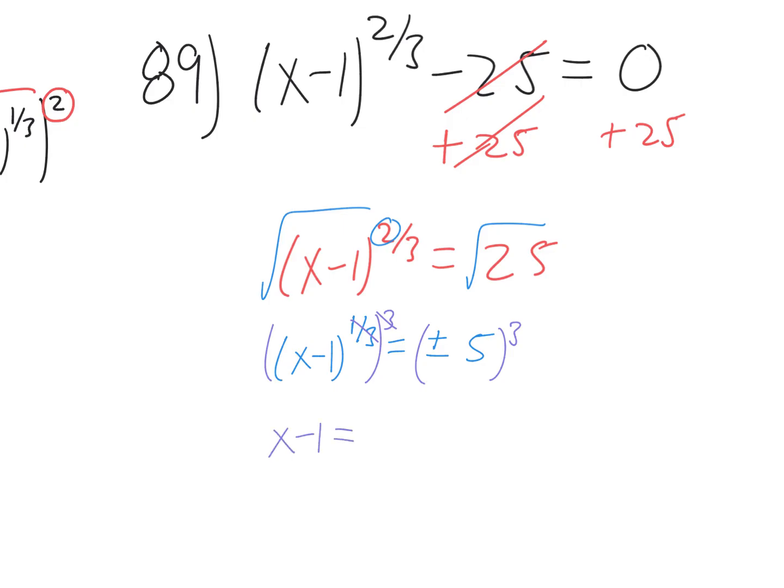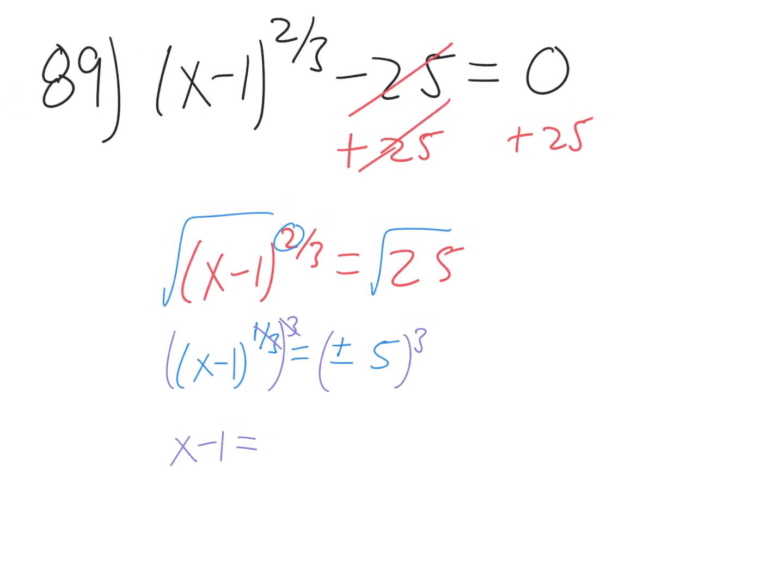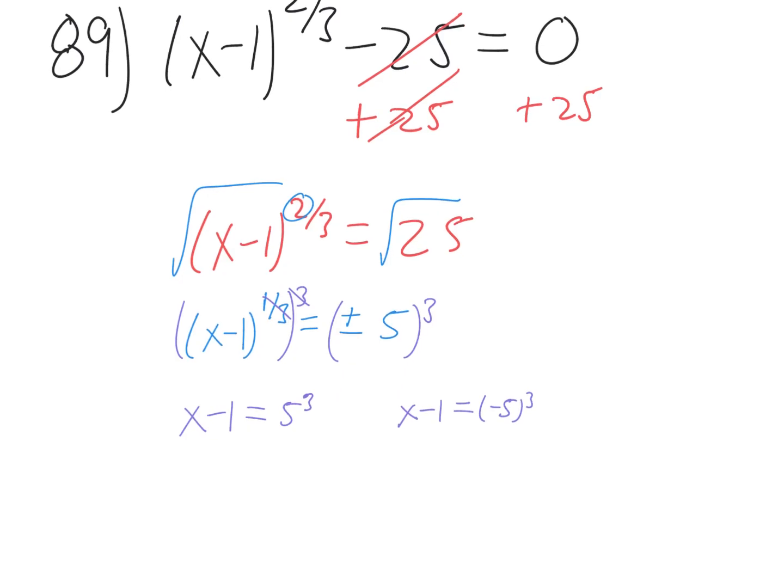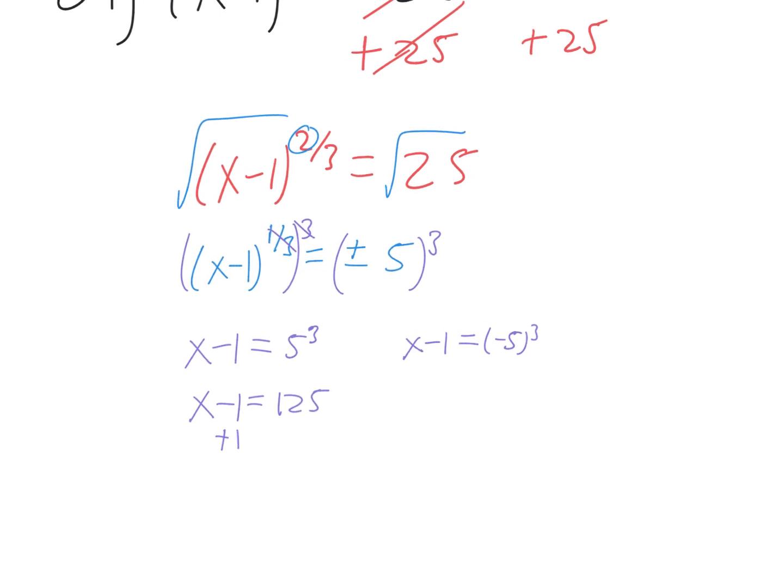Now it's freed from the exponent, and it is going to equal 5 to the 3rd power and negative 5 to the 3rd power. So I'm going to write that as two equations. So x minus 1 equals 5 to the 3rd power, and then x minus 1 equals negative 5 to the 3rd power. 5 to the 3rd power is 125, so I get x minus 1 is 125. Add 1 on both sides, and I get x equals 126.